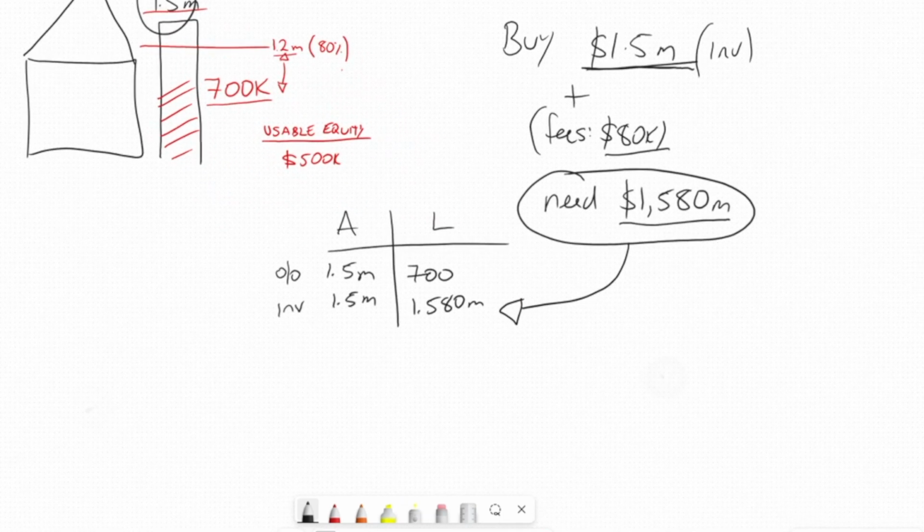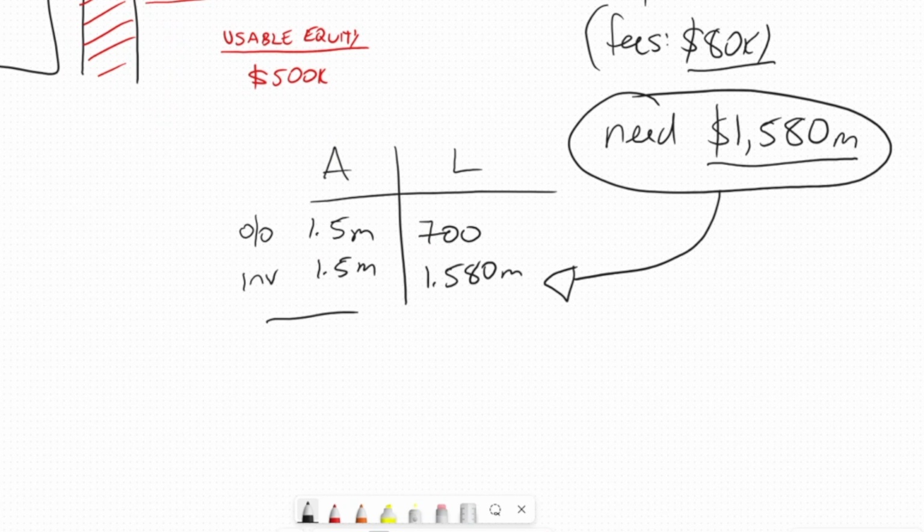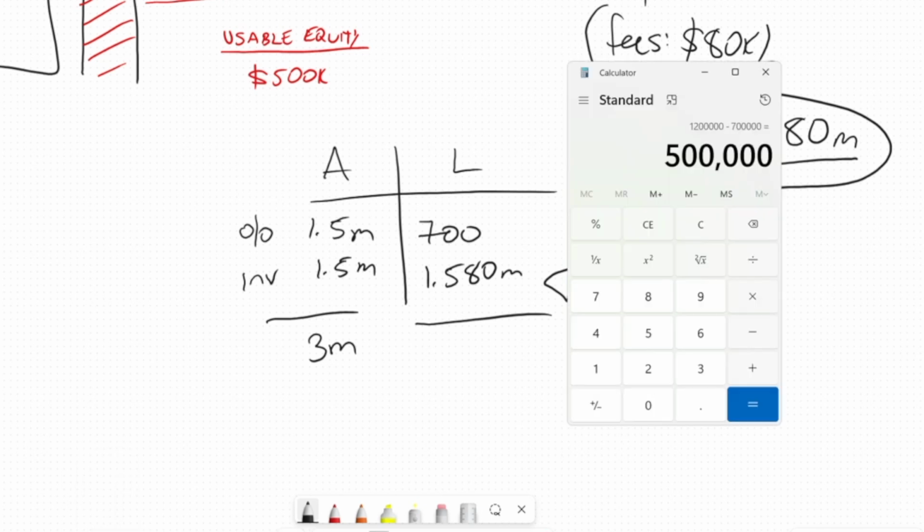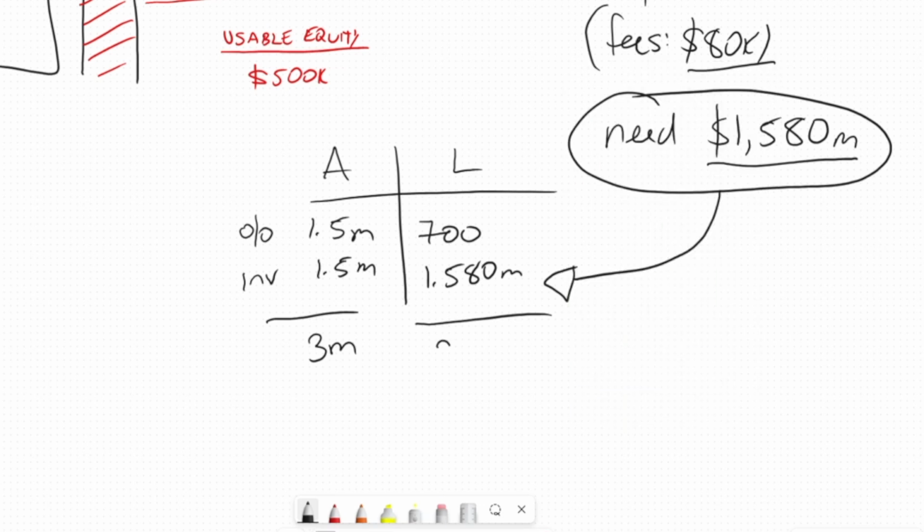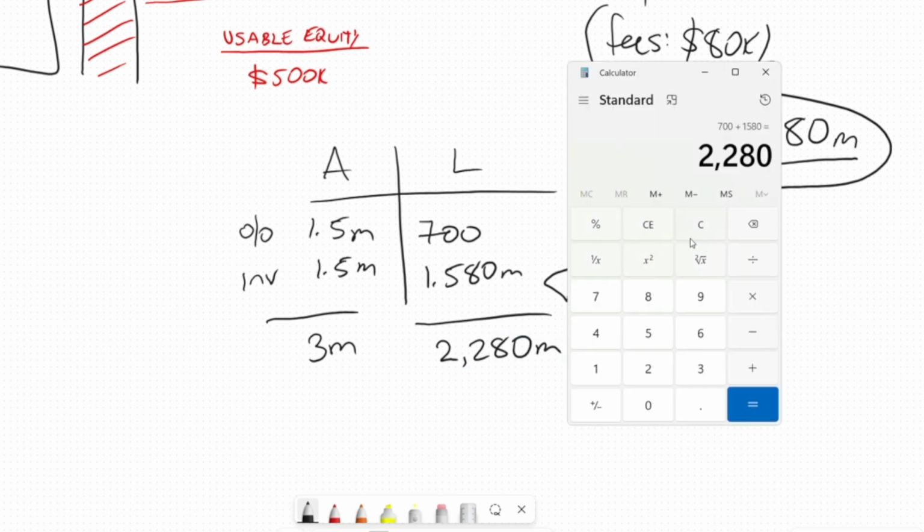What the bank does, everyone, is they look at the totals. So the totals of the two properties is $3 million. And my mortgages are going to go from $700,000 plus $1.58 million. I'm going to owe $2.28 million. Then to work out my loan to value ratio, is it going to be under 80%? That's all that really matters right now.